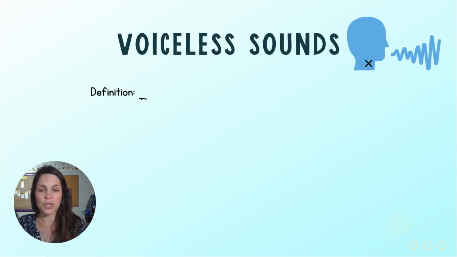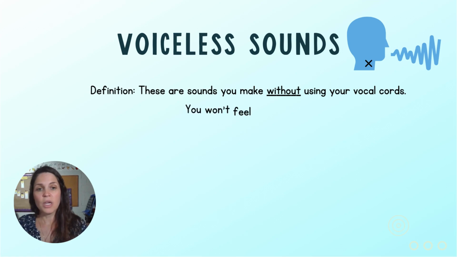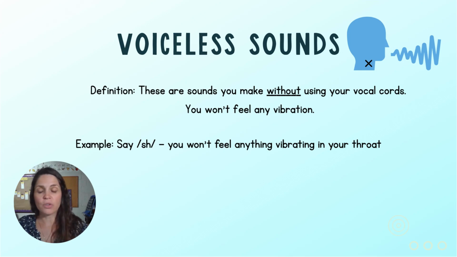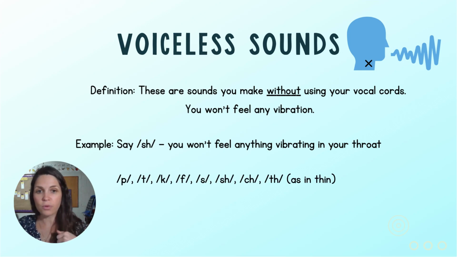The other type of speech sound is voiceless sounds. So these are sounds that you can make without using your vocal cords. So you're not going to feel any vibration. For example, make the speech sound shh. Put your hand here and make it shh. You don't feel anything vibrating in your throat. Other voiceless sounds include p, t, k, f, s, sh, ch, and th.